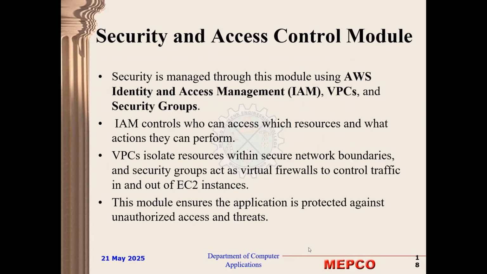Security and access control module. In the security module, AWS IAM, VPC, and security groups are used. IAM controls who can access the resources and what actions they can perform. VPC isolates the resources within secure network boundaries, and security groups act as virtual firewalls to control the traffic in and out of the EC2 instance. This module ensures the application is protected against unauthorized access and threats.